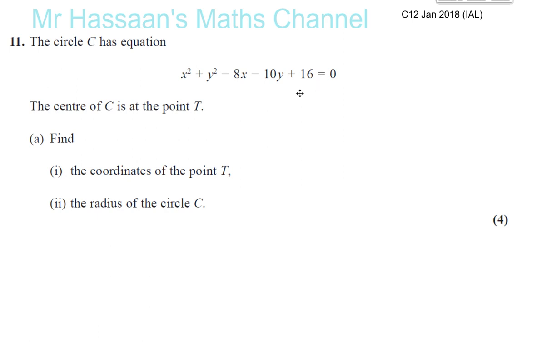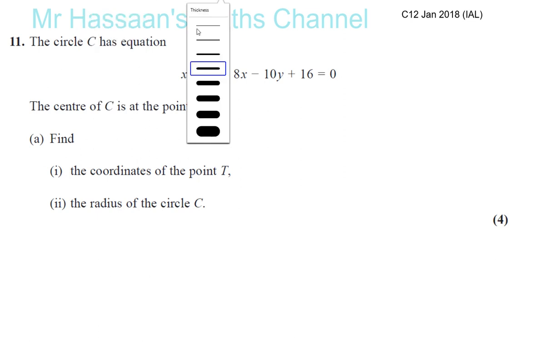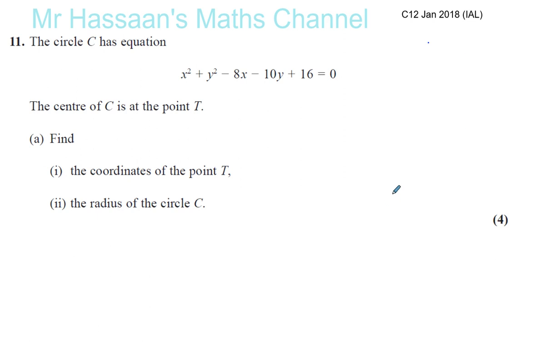We've got to do two things. We've got to find the coordinates of the center of the circle, which is the point T, and the length of the radius of the circle. And all of these can be done in one particular procedure, and that is to put this into the form (x minus a) squared plus (y minus b) squared equals r squared.